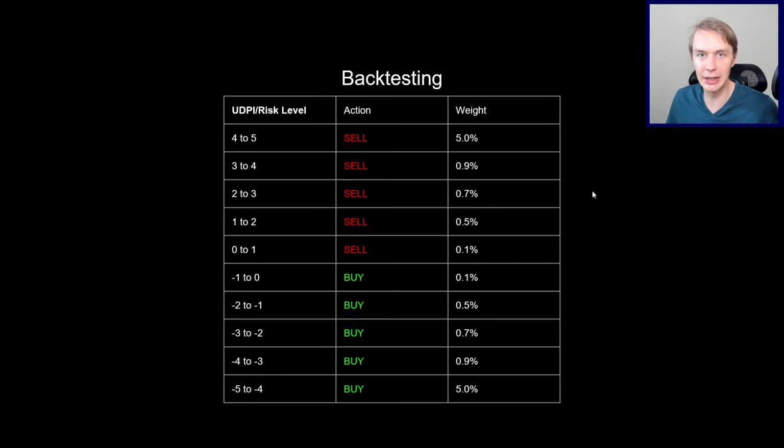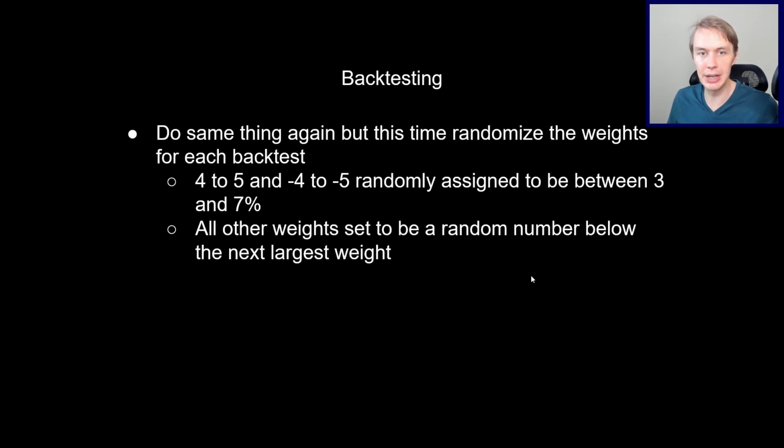And the idea then is that we're going to test a whole bunch of random different strategies that could be possible and see, does the UDPI still reliably outperform the risk model when we do that? And if it does, that would be even stronger evidence that it is reliably better, even if you choose a relatively random strategy to use it with. So let's go ahead and talk about how this was done.